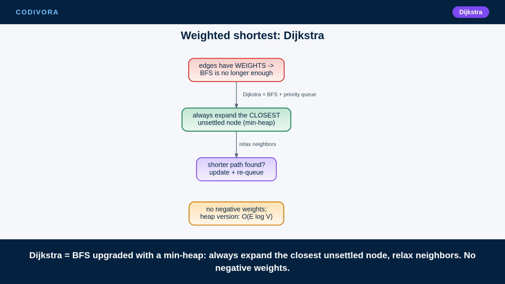Know that caveat and name Bellman-Ford as the negative weight fallback. Complexity E log V with a heap. Network delay time, cheapest flights, path with minimum effort. All Dijkstra with light costume changes.